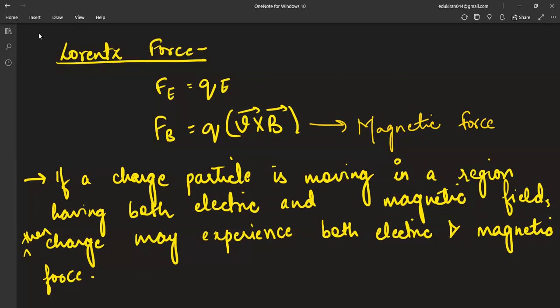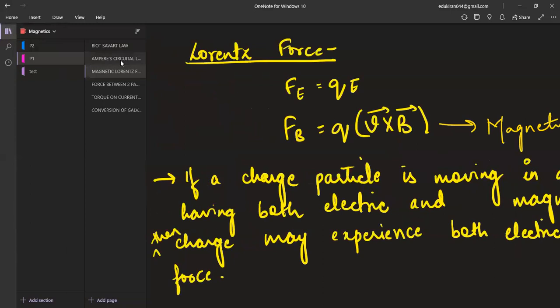From this lesson, a major portion has been completed. Biot-Savart's law has been completed. Ampere's circuital law has been completed. And currently, we are on Lorentz force. So, these two topics have been completed. This I will take separately for you. Now, from the batch, you try to study forces between two parallel wires, which is left, and torque, which is left. That is also a portion that is left.